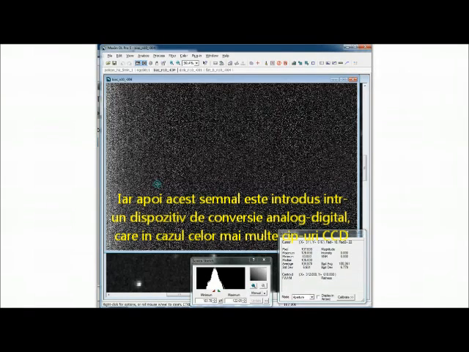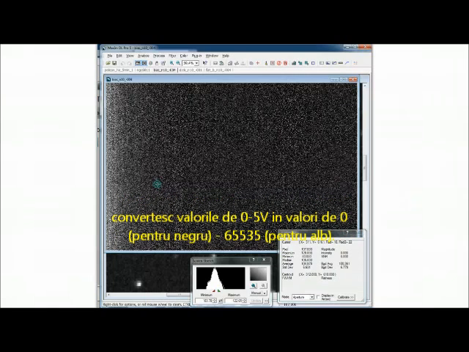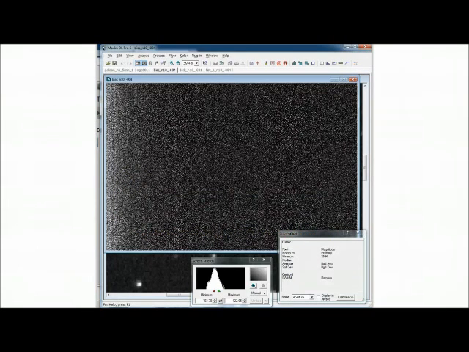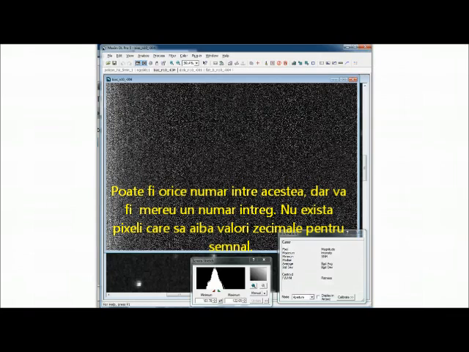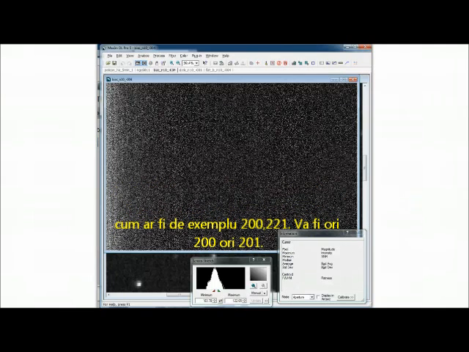And then that is run into this device called an analog to digital converter, which in the case of most CCD chips converts the value of your charge to 0 for black all the way up to 65536 for pure white. It could be any number in between there, but it's going to be an integer number, a whole value. There is no such thing as a pixel value with a decimal point value like, say, 200.221. It's going to be either 200 or it's going to be 201. It's not going to be any number between those.